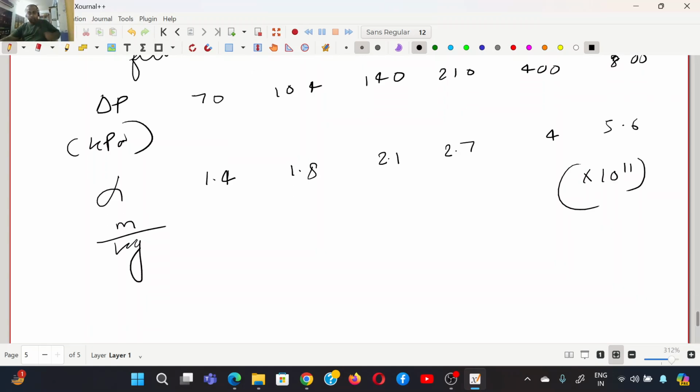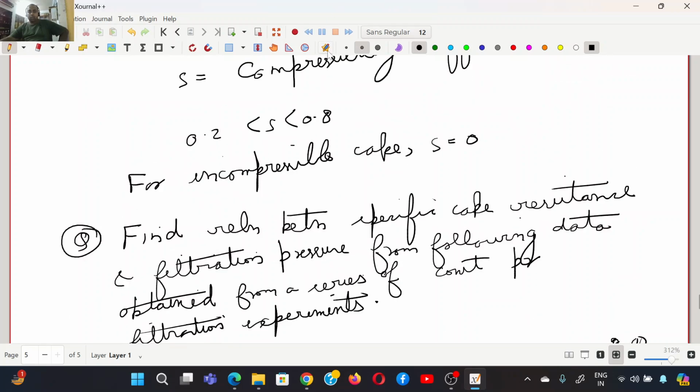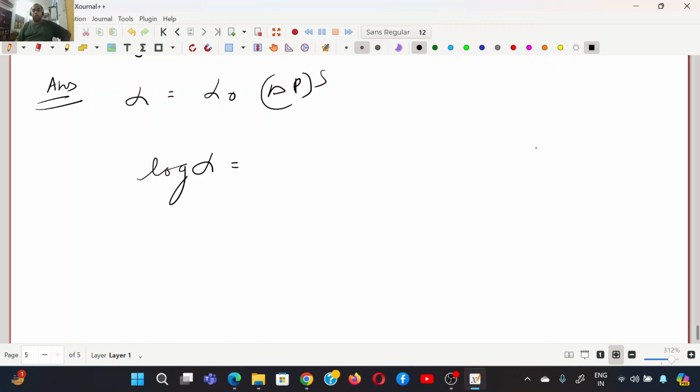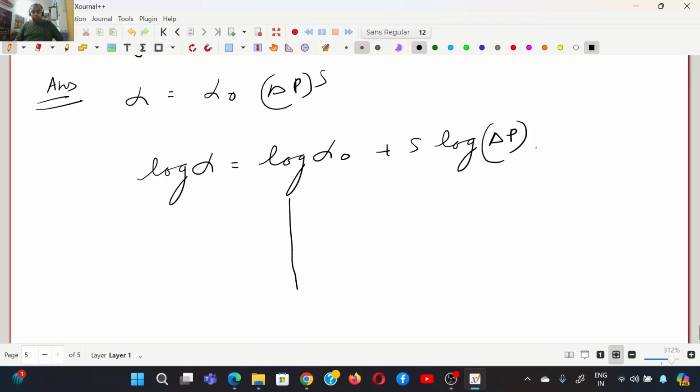So this kind of problem, how will you solve? You know that alpha is equal to alpha naught into delta P to the power s. Take log on both sides: log alpha is equal to log alpha naught plus s log delta P. Then you plot log alpha versus log delta P. This will give you the slope and the intercept.